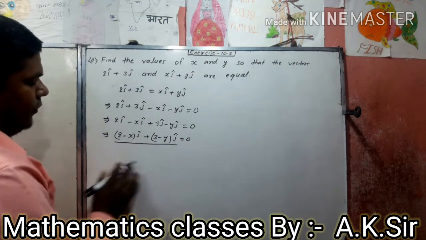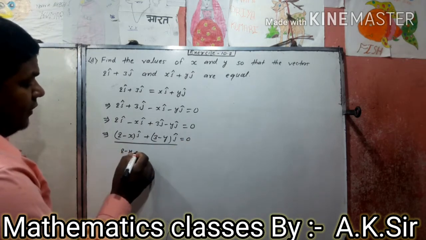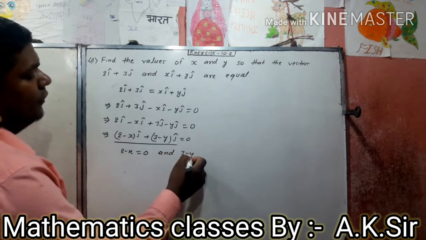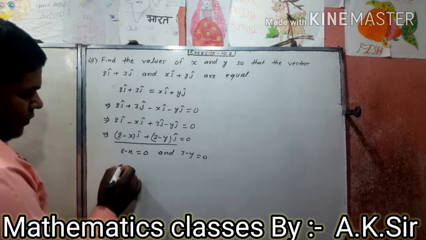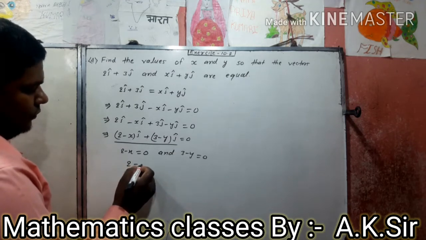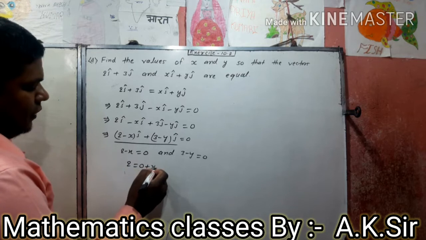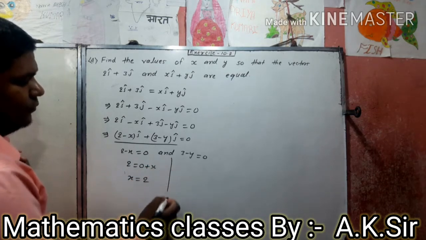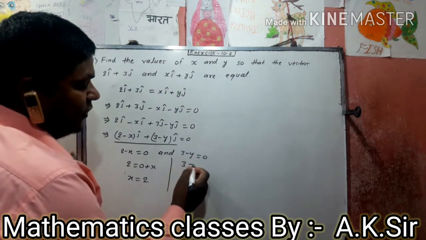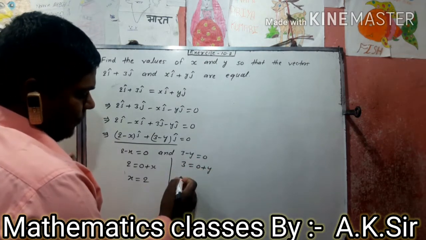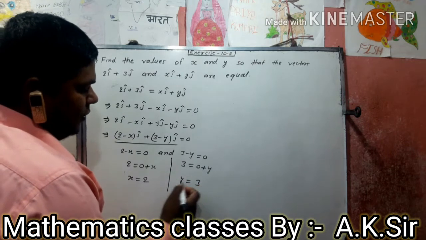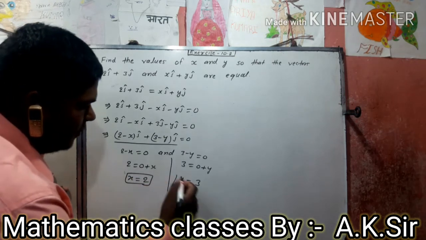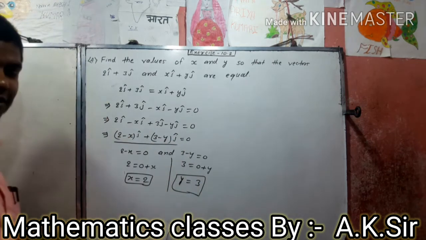It is equal to 0 when 2 minus x is equal to 0 and 3 minus y is equal to 0. 2 is equal to 0 plus x, so x is equal to 2. 3 is equal to 0 plus y, so y is equal to 3. This is our answer.